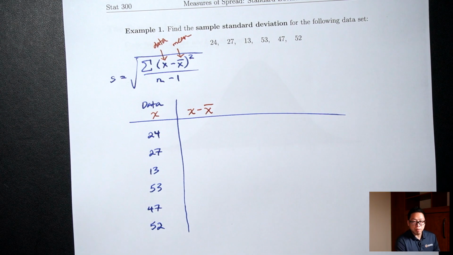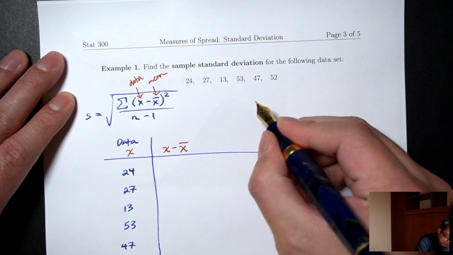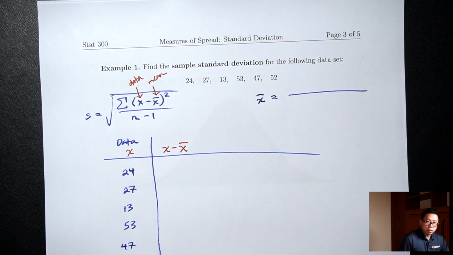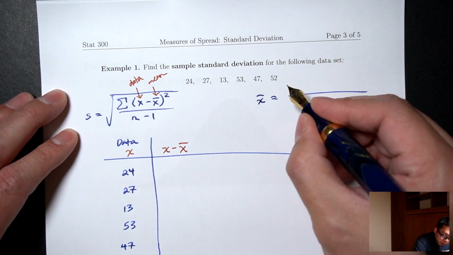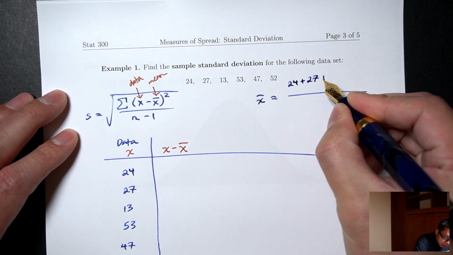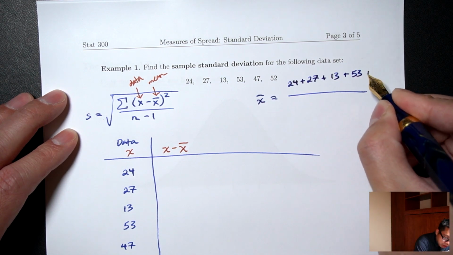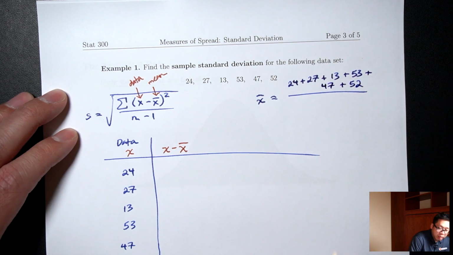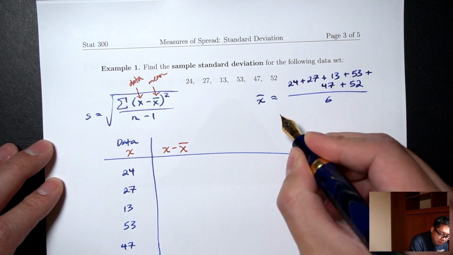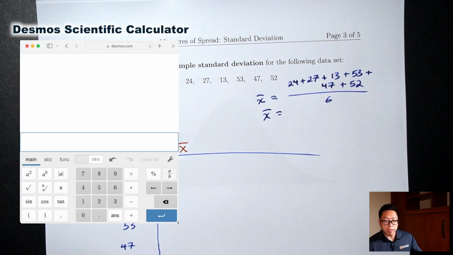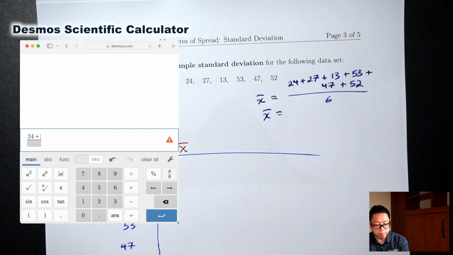We don't know the mean yet, so we actually have to find the mean first. Let's do it right here. The mean we know how to do, right? Just add up the data values and then divide by however many data values we have. So add up 24 plus 27 plus 13 plus 53 plus 47 plus 52. And then divide by, we have 1, 2, 3, 4, 5, 6 data values. Divide by 6. All right, so on my calculator, up top, 24 plus 27 plus 13 plus 53 plus 47 plus 52. On the bottom, 6. And I get 36.